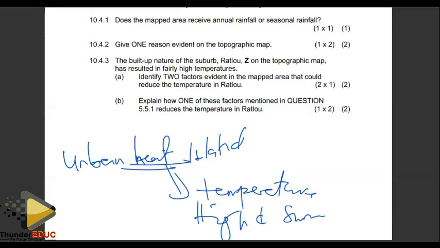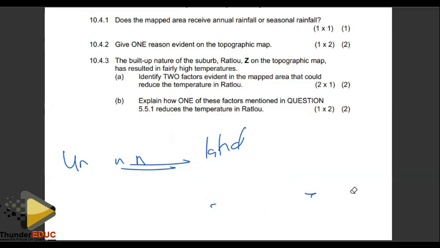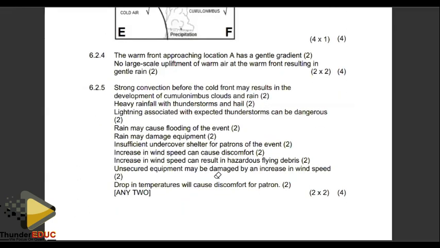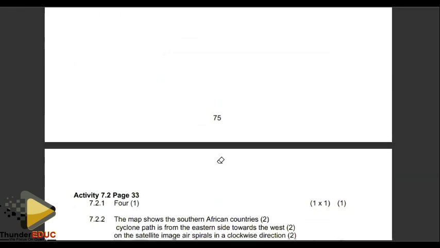Then we go to a pollution dome. A pollution dome, we are looking at the concentration of pollutants in an urban area. Pollutants, we're looking at maybe smoke from the vehicles, smoke from industries. We're looking at those pollutants.